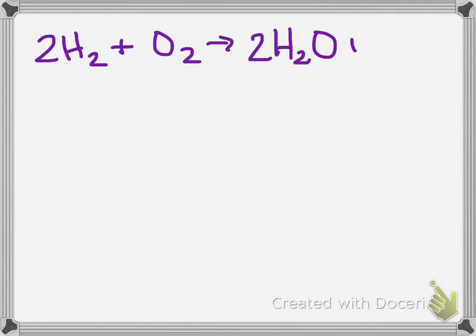Let's try one with an actual reaction. So let's try hydrogen gas plus oxygen gas makes water, plus 60 kilojoules. Go ahead and write that down. And tell the person next to you whether that is an endothermic or exothermic reaction, and how do you know? Go ahead and pause right now and do that.